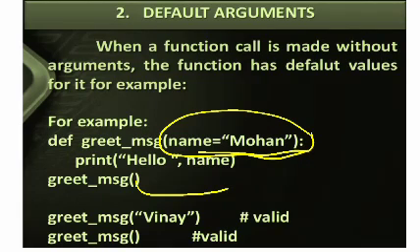And again we pass Vinay. Here one argument is passed with the name argument, and the name argument overrides the Mohan value, that is the default value, and the new value is Vinay, then the output will be hello Vinay. Next, pass no value and no argument, then it will print the default value, it means hello Mohan.